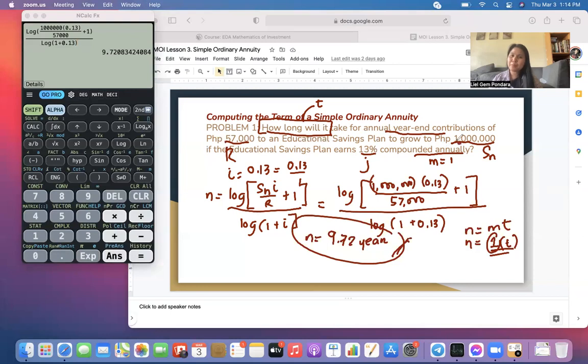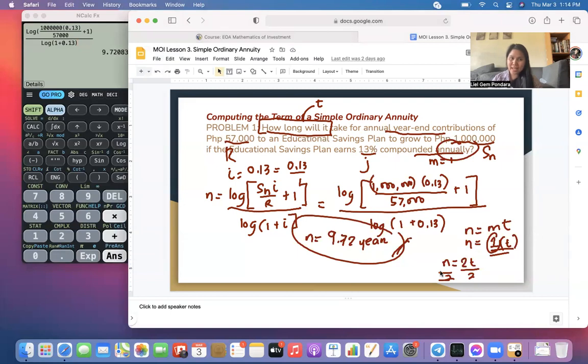Ma'am, what if it's not compounded annually? What if it's compounded semi-annually? Then it's going to be n equals 2t, so you need to divide your n by 2 to get the answer for t. Any questions? Ma'am, where did the 9.72 come from?